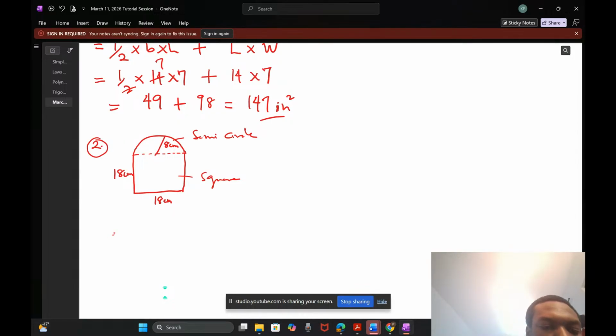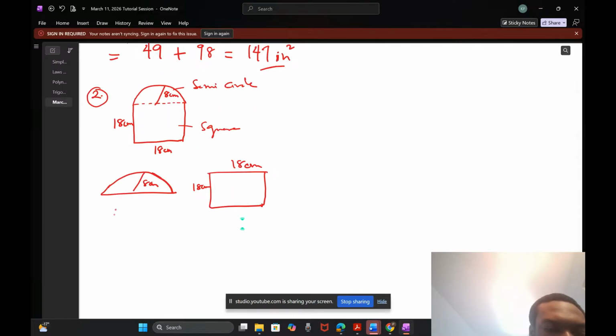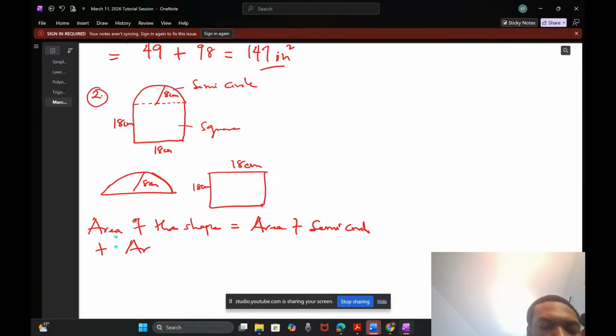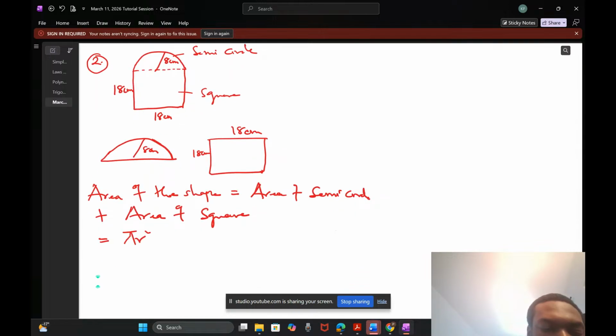Let's draw out the two shapes. The radius is 8 centimeters, and then we have a square that is 18 centimeters on all sides. The area of this shape is equal to the area of the semicircle plus the area of the square. The area of the semicircle is pi r squared over 2, plus the area of the square, which is L squared. Pi is 22 over 7, which is 3.142, times the radius 8 squared divided by 2, plus the length is 18, so that's 18 squared.